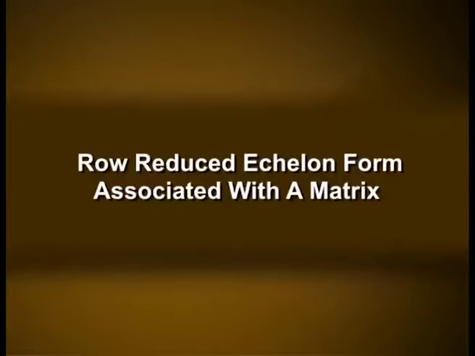Row reduced echelon form associated with a matrix. The row reduced echelon form of a matrix represents the simplest form to which a matrix can be reduced by elementary row operations. If the rank of a matrix A is r, then the row reduced echelon form to which A can be reduced is called a row reduced canonical form of A.